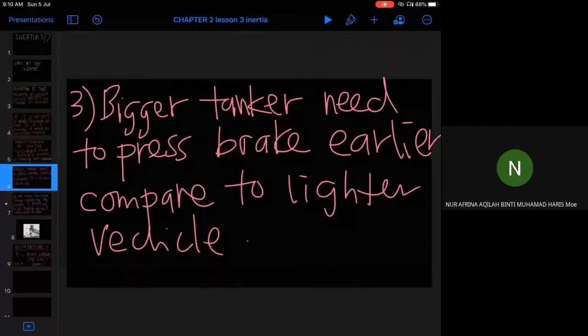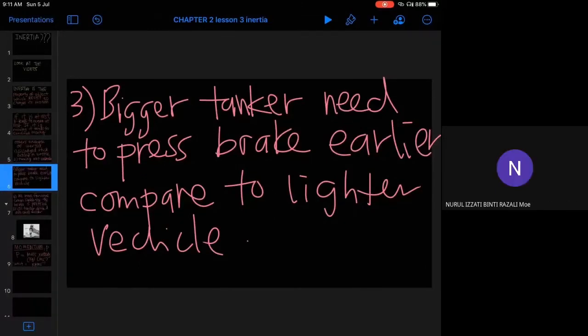So inertia ada kaitan dengan mass. So greater mass, greater inertia. Okay? Compared to the motorcycle which is lighter. So the motorcycle has small inertia. So that dia tak perlukan jarak yang jauh untuk dia brake because dia punya inertia sikit aja. Jadi dia tak akan terhumban ke depan kalau dia press brake dah dekat. Kalau untuk bigger tanker, dia press brake dekat, inertia dia sangat besar. So dia tak sempat nak berhenti pun. Dia akan langgar kenderaan depan dia. Faham tak? Okay? So bigger tanker need to press brake earlier compared to lighter vehicles.